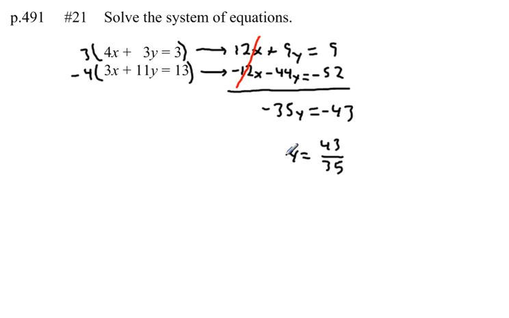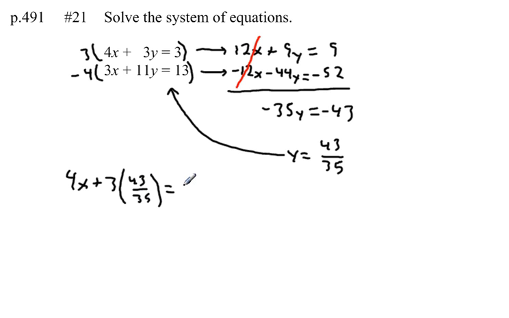So let's do that into the top equation here. Instead of writing 4x plus 3y, I'll write 4x plus 3 times 43/35 equals 3. Now let's multiply 3 times 43/35. That gives me 4x plus 3 times 43, which is 129/35, equals 3.